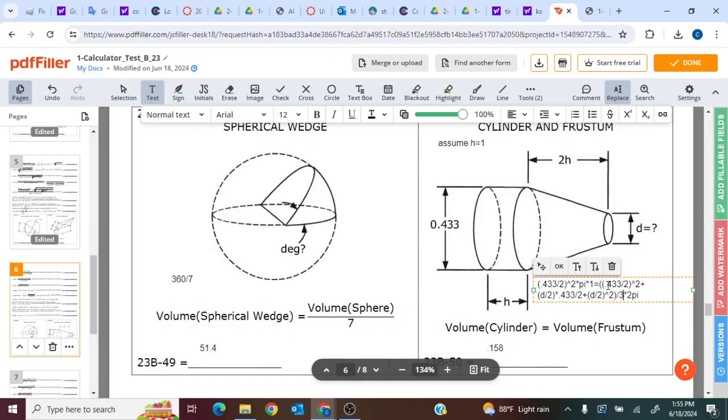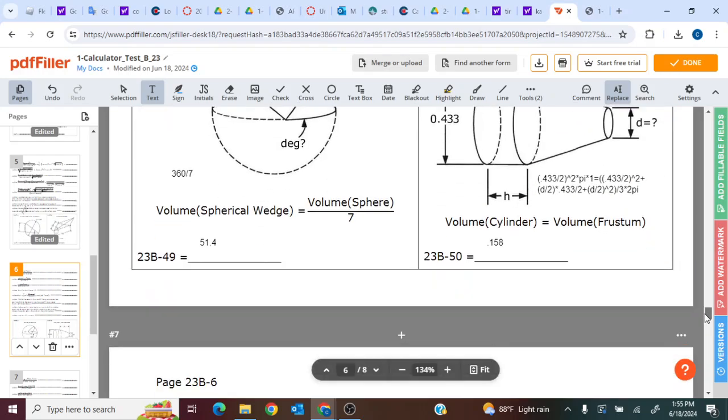Imagine it as a cone where one of the radii is 0, so you still have to divide by 3 and multiply it by 2 pi, because the height is 2. If you do that, you get 158.